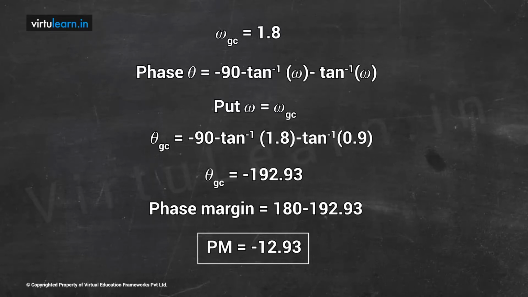So the last step: the phase margin is equal to 180 plus phi gc. Phi gc is minus 192.93, so the phase margin is going to be minus 12.93. So this way you can find out the phase margin. Now look at the summary of it.